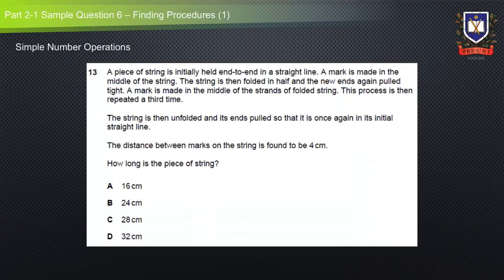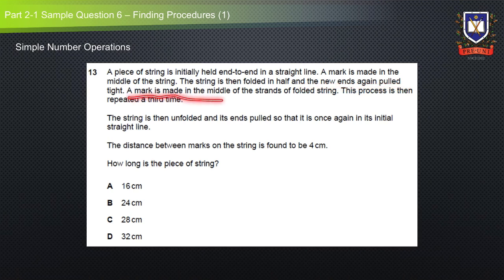Now let's continue and look at this example of a simple number operations question from the Opportunity Class Sample Thinking Skills exam. A piece of string initially held end to end in a straight line. A mark is made in the middle of the string. The string is then folded in half and the new ends again pulled tight.